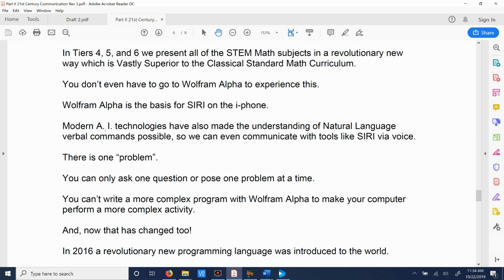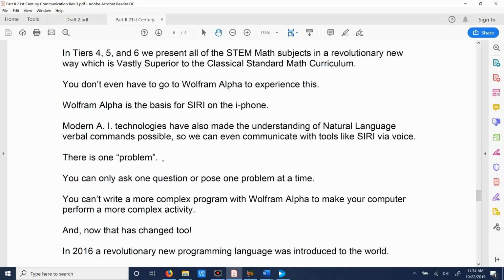Now, with modern AI techniques, artificial intelligence technologies have made it possible to understand natural language. When we speak in natural language, it converts it into written text. So you can actually communicate with tools like Siri just using verbal commands, as you know.